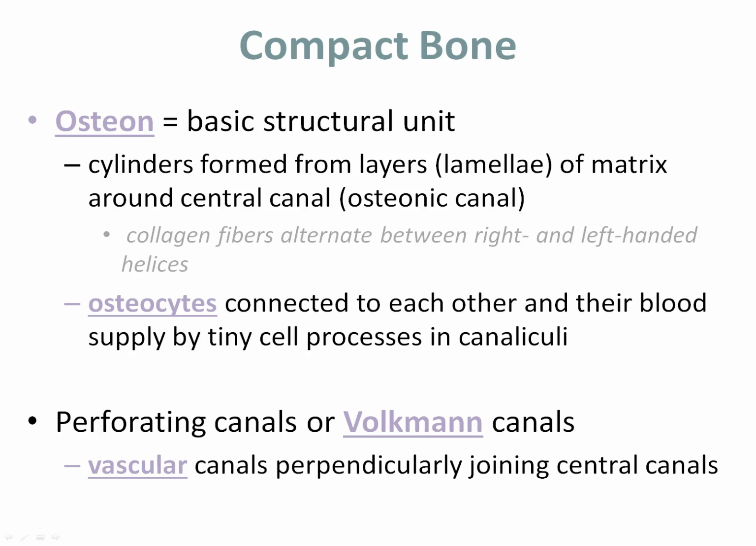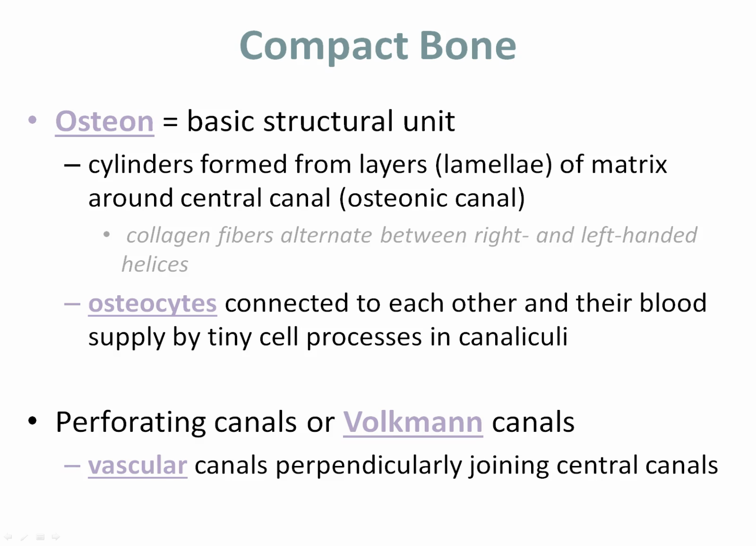In compact bone, the osteon is the basic structural unit. This basically looks like a big tree trunk. We have cylinders formed from layers, we call those layers lamellae, of matrix around a central canal, so an osteonic canal or a central canal. These collagen fibers alternate between right and left-handed helices, so they twirl around the osteon in opposite directions so that we get strength whether we twist clockwise or counterclockwise.